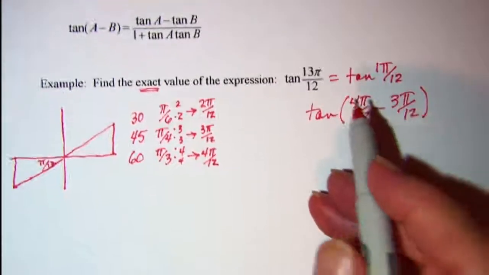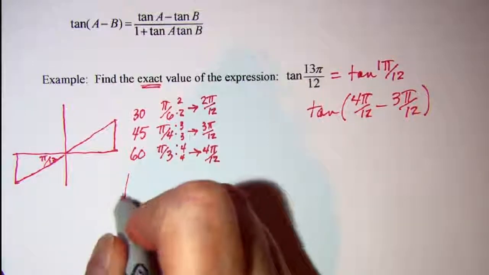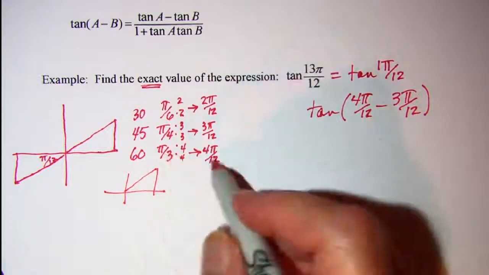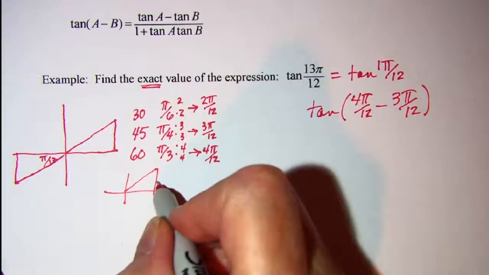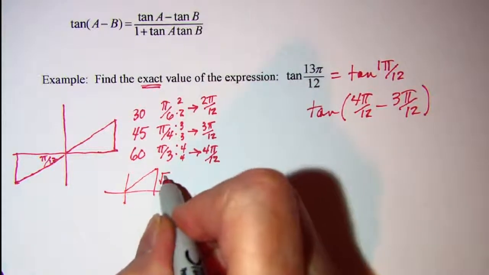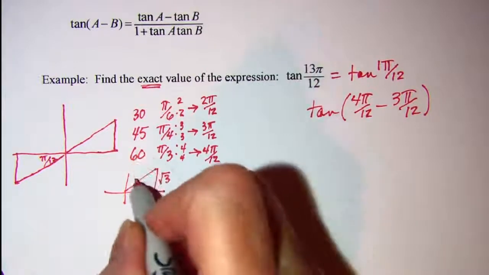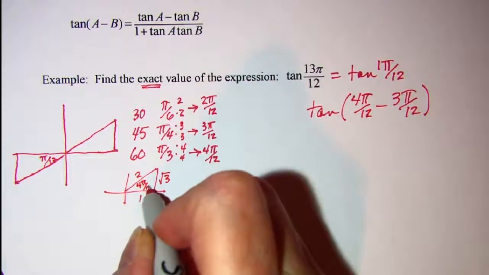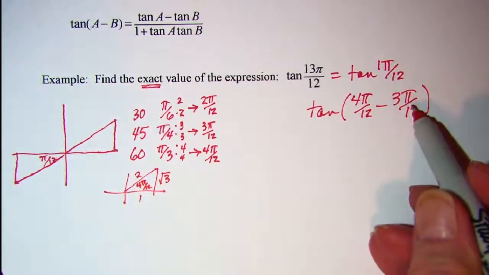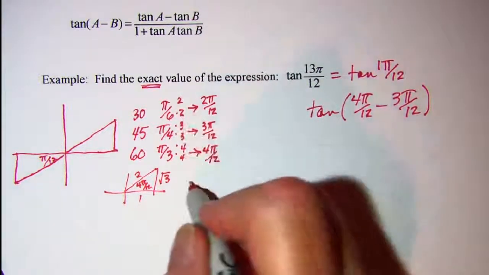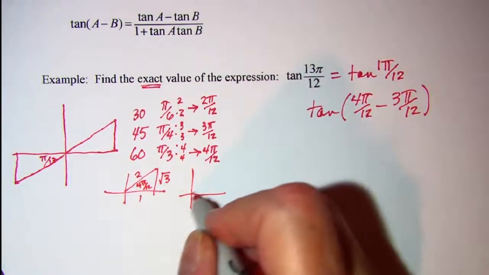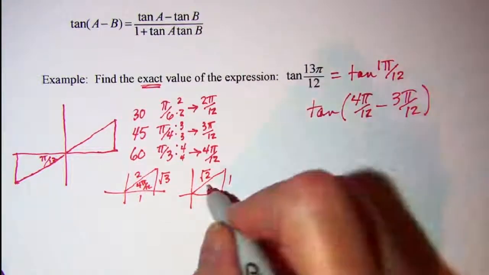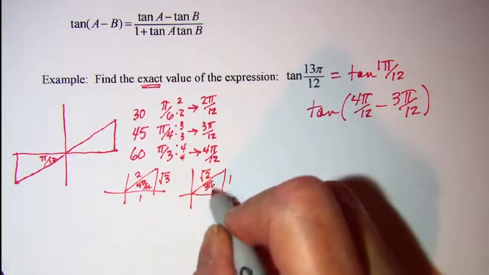Right. We'll need a reference triangle. 4 pi over 12 is a 60, so across from that is the root 3. This is 4 pi over 12. And then for the 3 pi over 12, that's our 45. And we always use 1 root 2. And that's our 3 pi over 12.